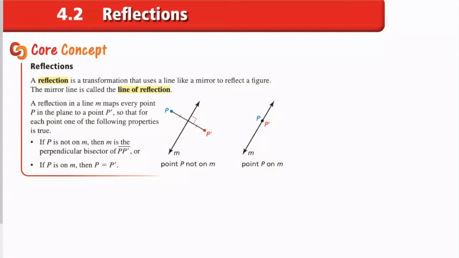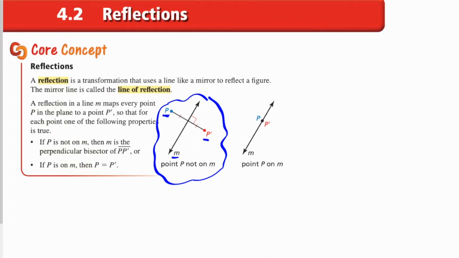Okay, this lecture is on reflections. A reflection is a transformation that uses a line, like a mirror, to reflect a figure, and the mirror line is called the line of reflection. So here we see that we have this image, and line M is our mirror, and it is reflecting point P from one side of the mirror, and the reflection is P prime.